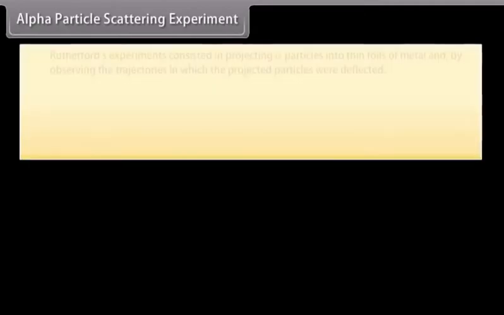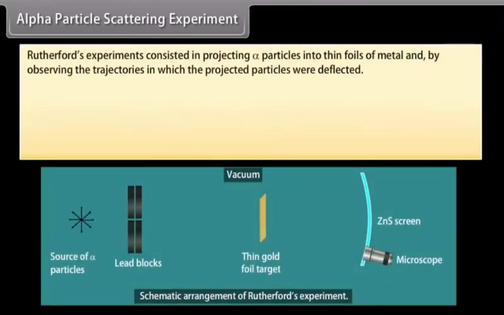Alpha particle scattering experiment. Rutherford's experiments consisted in projecting alpha particles into thin foils of metal and observing the trajectories in which the projected particles were deflected.